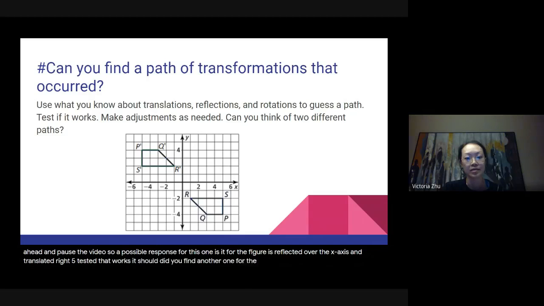For the second one here, again, use what you know and test your path and make changes as you need. Can you find 2 different paths for this one? Go ahead and pause.